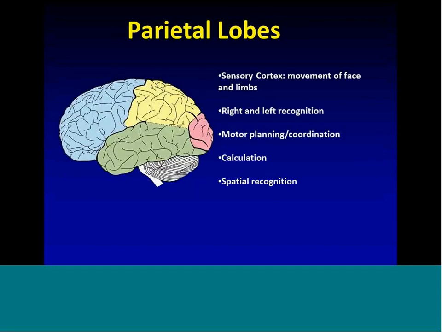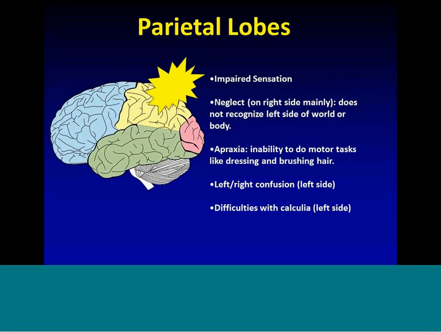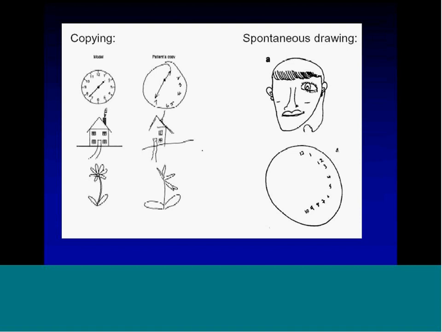Okay? The parietal lobe, again, is the sensory cortex. This is where patients may have difficulty detecting sensation. They may have a syndrome called neglect syndrome, where they don't recognize one side of the body or one side of the world. Left-right recognition is important in the parietal lobe, also calculation and spatial recognition. And this is just an example of that neglect that we see.